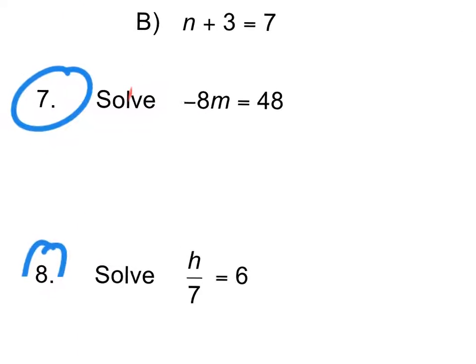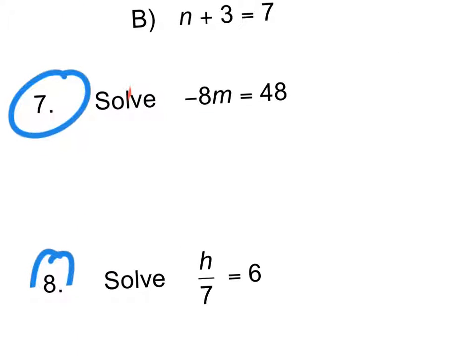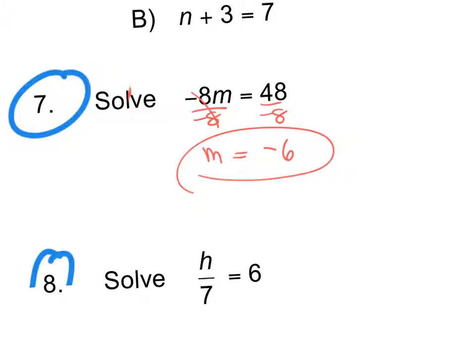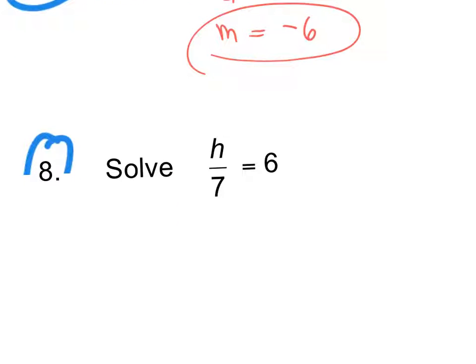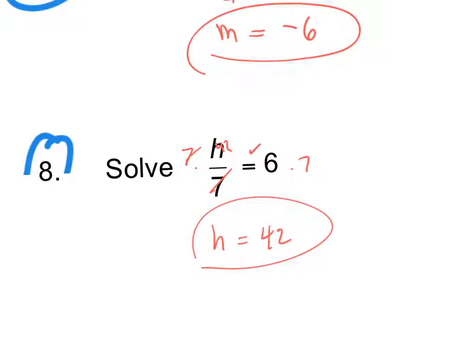Number 7, you're multiplying m by -8. So to undo it, you divide by -8. M is equal to, a positive divided by a negative is a negative, so -6. Number 8, you're dividing by 7. So to undo it, you multiply by 7. And you get h is equal to 42. 42 divided by 7 is 6, so you know it's correct.